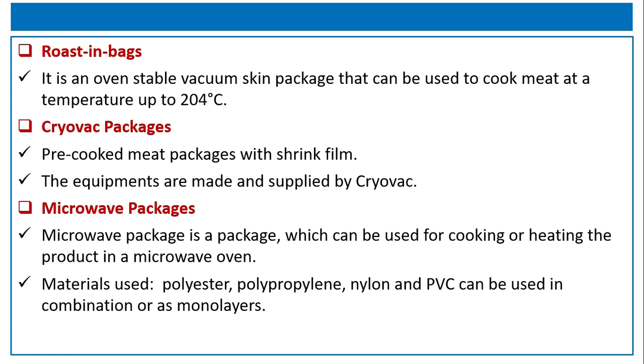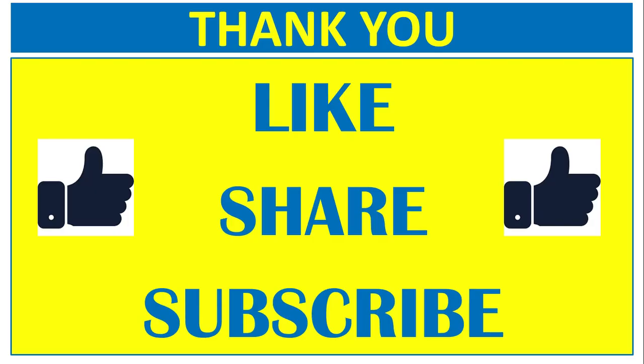Roast in bags. It is an oven stable vacuum skin package that can be used to cook meat at a temperature up to 204 degrees Celsius. Cryovac packages, pre-cooked meat packages with shrink film. The equipments are made and supplied by Cryovac. Microwave packages. Microwave package is a package which can be used for cooking or heating the product in a microwave oven. Materials used: polyester, polypropylene, nylon and PVC can be used in combination or as monolayers for microwave packages.